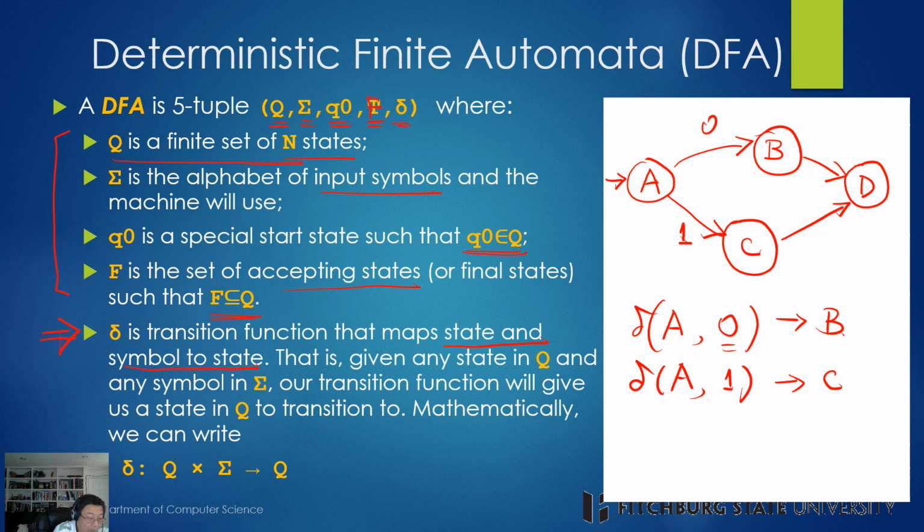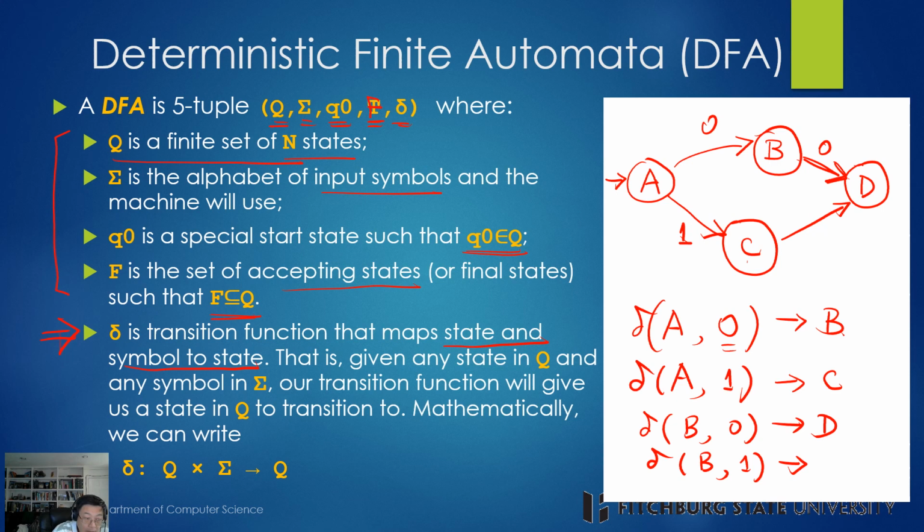And then we have to define the delta for each state, right? So for example, delta B, if the current symbol is 0, we're going to map to D. That's basically what it says. Now, if the current symbol is 1, we map to what? We haven't defined that yet.